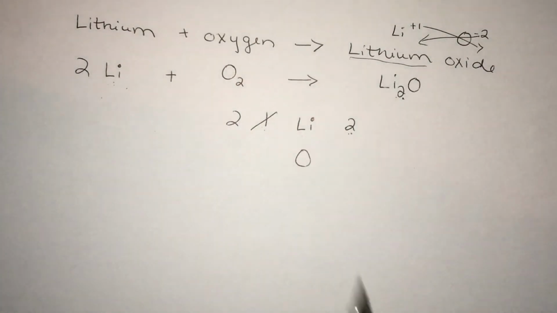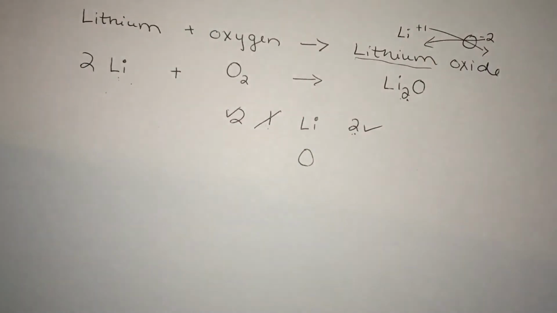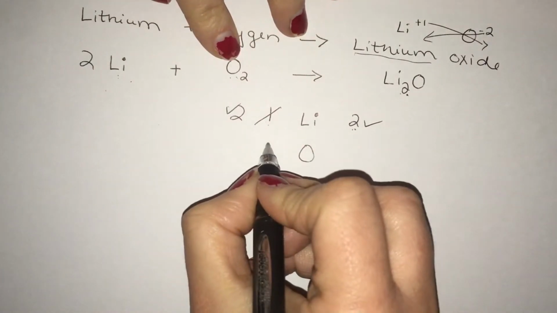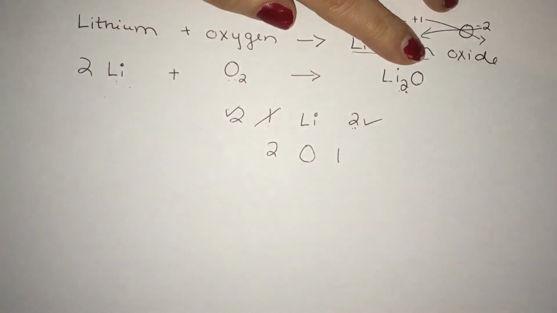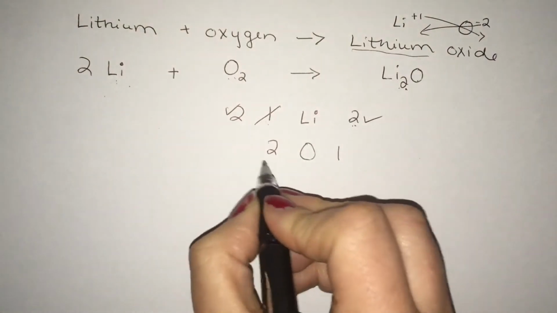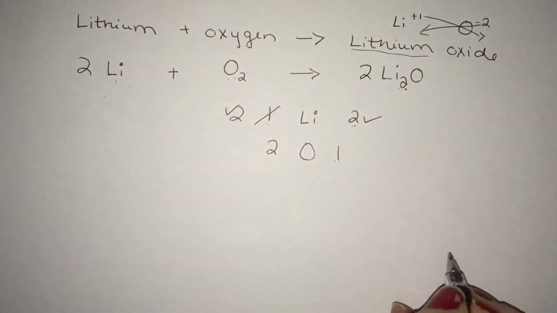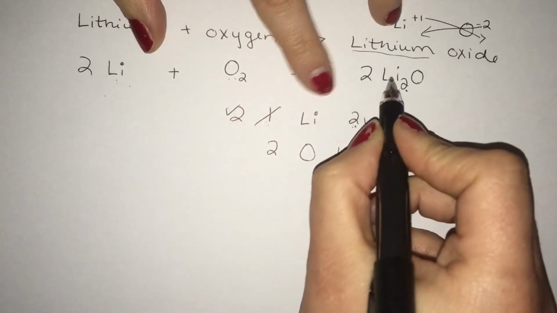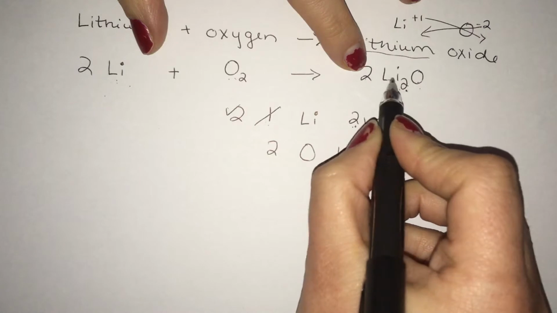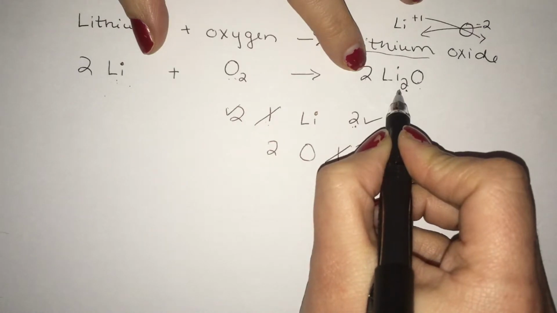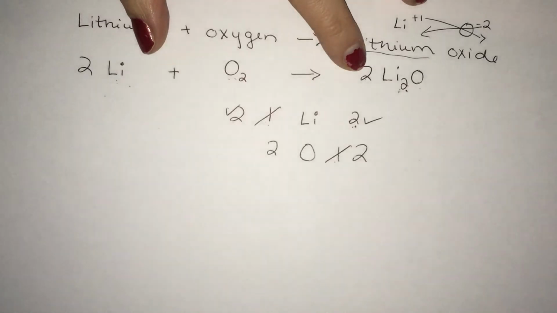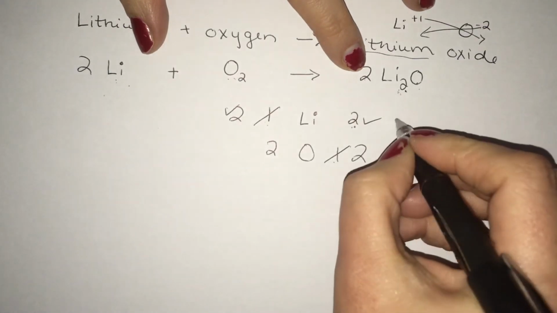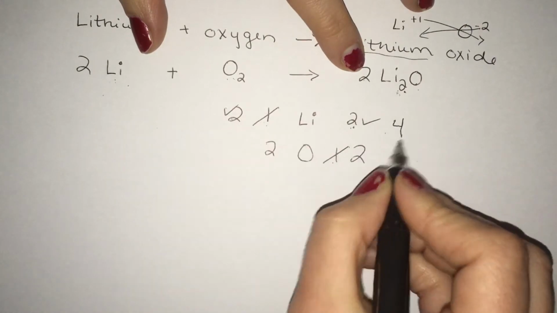Okay, so the lithiums are balanced, and we have an oxygen here. So we have 2 oxygens here, and we have 1 here. So we need to add another oxygen here. That does cause a problem here, right? Because not only did we add 2 oxygens, but we added another 2 lithiums as well. So now we have 4 lithiums, so we are not balanced anymore.